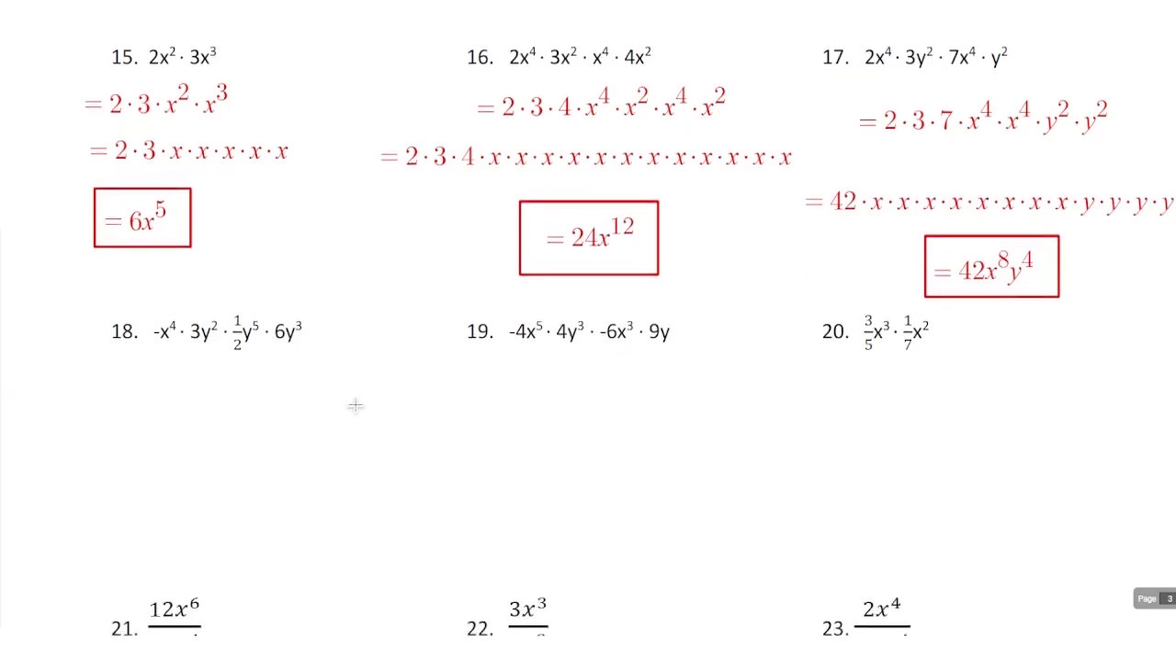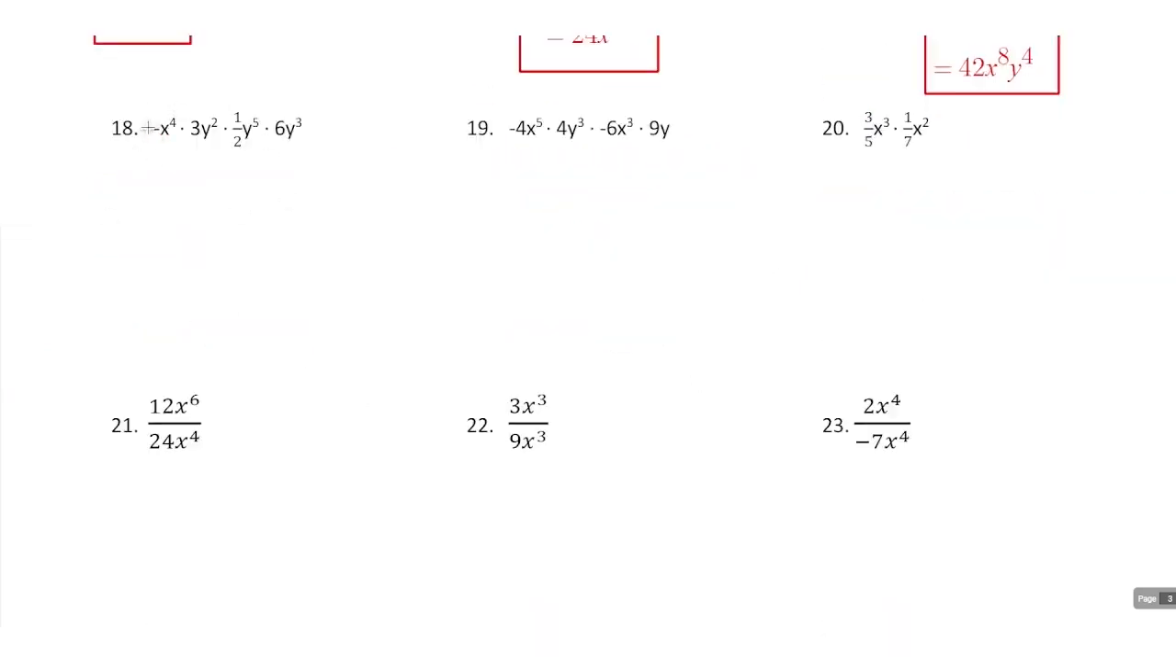Number 18. Let's see what we got here. Now, when you don't see a number in front of it, but you do see a negative, that's going to count as like a -1. So when we regroup this, I'm actually going to write this as -1 times 3 times 1/2 times 6. That's what's going to give me my final coefficient. Then I'm going to also multiply this by x to the fourth.